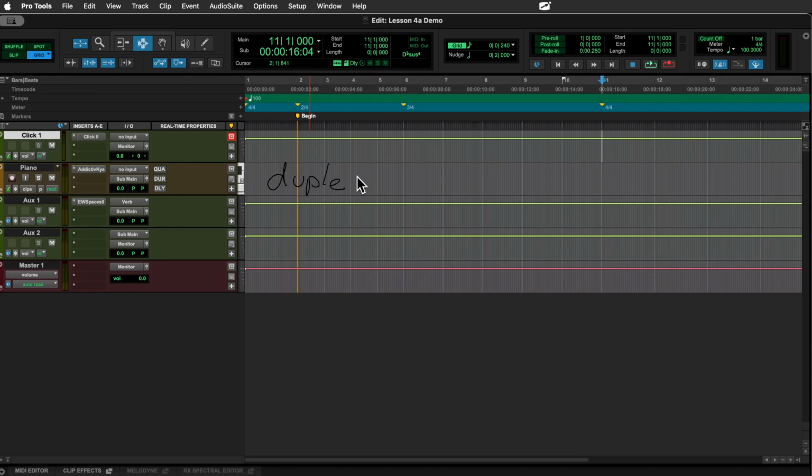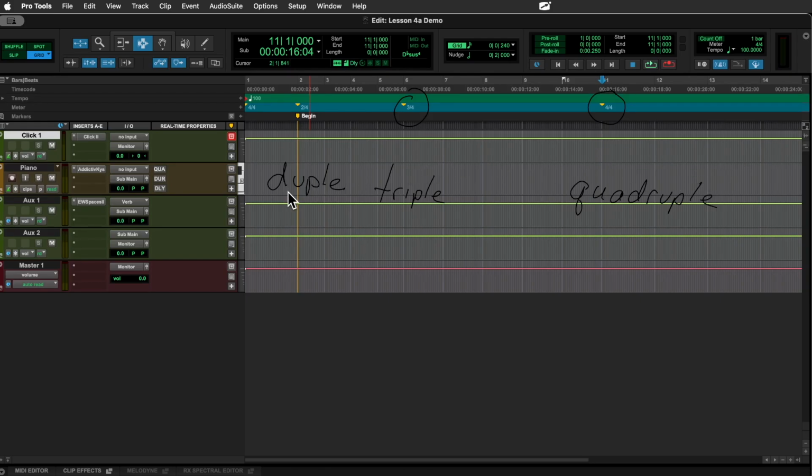D-U-P-L-E. Over here we have our 3/4 right there. That was a terrible drawing there. We have our 3/4 right there. This is a triple meter, so anything that's divisible by 3 is a triple meter. And then over here our 4/4 is our quadruple meter. And inside of those meters, we have weak and strong beats.